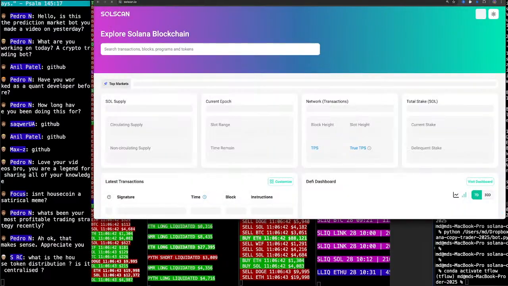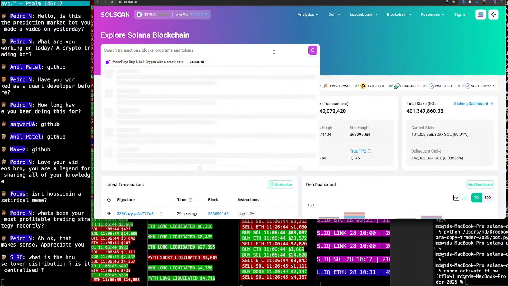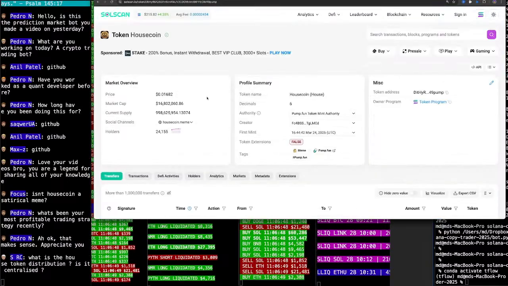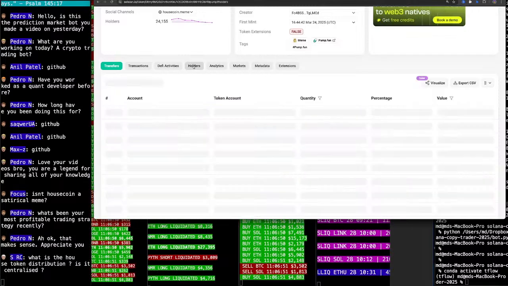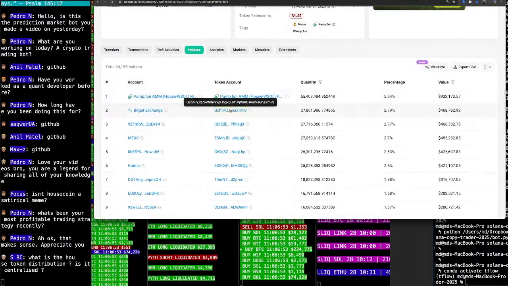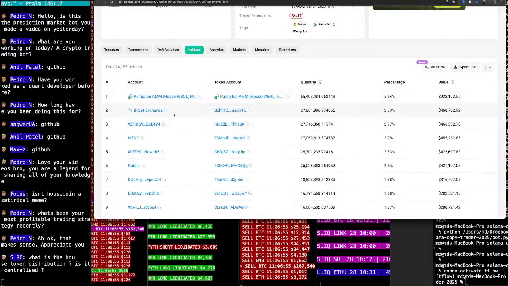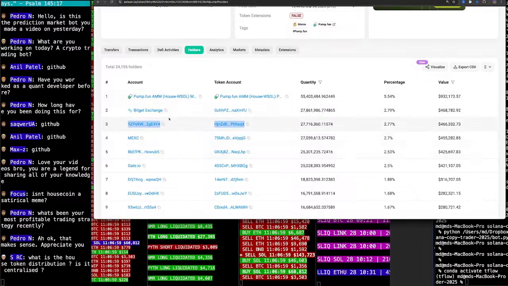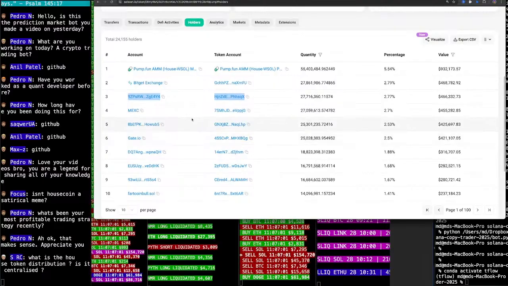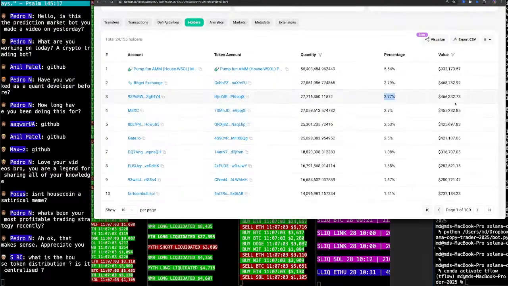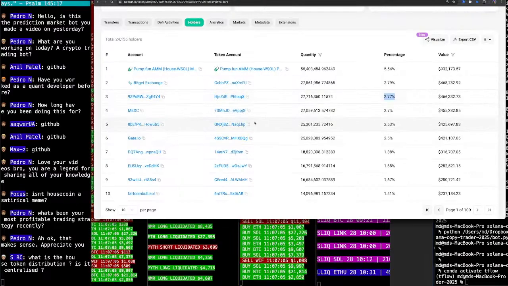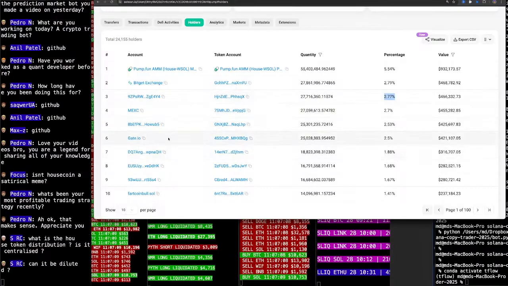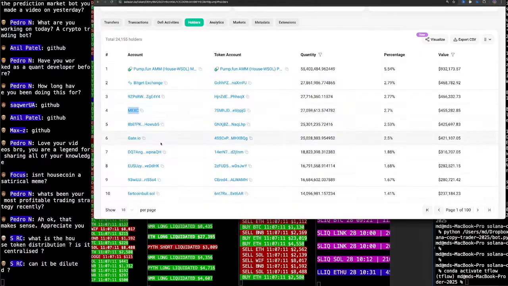Solscan. Okay, so Housecoin here. Let's see the top holders here. Okay, yeah, so that's good. The 2.7% is an exchange. And MEXC is another exchange. I don't know who that is. It could be a person, maybe the dev or something. Could be an exchange. A lot of exchanges own this. MEXC, Gate.io.